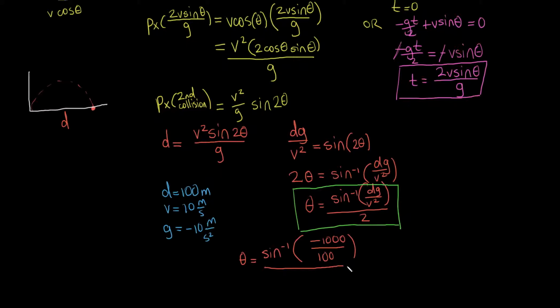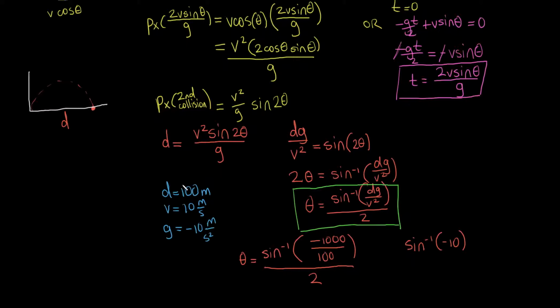Now, what's really cool about this formula is it will tell you if your problem is impossible. This right here is asking for the arcsin of negative 10. There is no real angle whose sine is negative 10. So in this case, we know it is impossible for a cannonball, a bullet, that's coming out of its source at 10 meters per second at any angle, it is impossible for that to be able to go 100 meters.